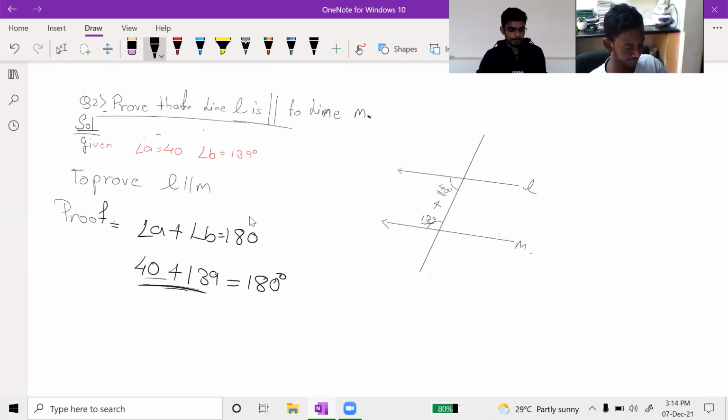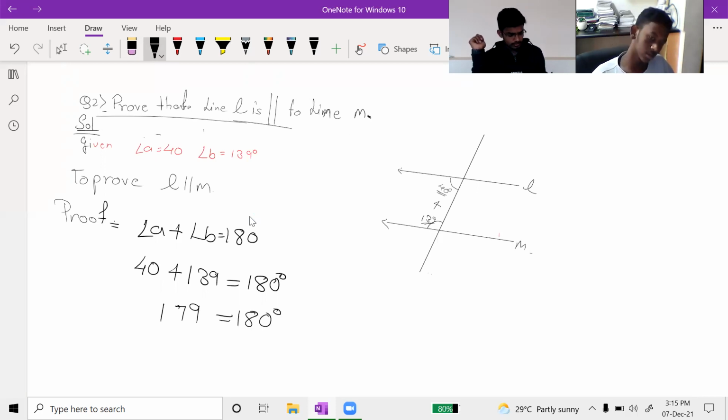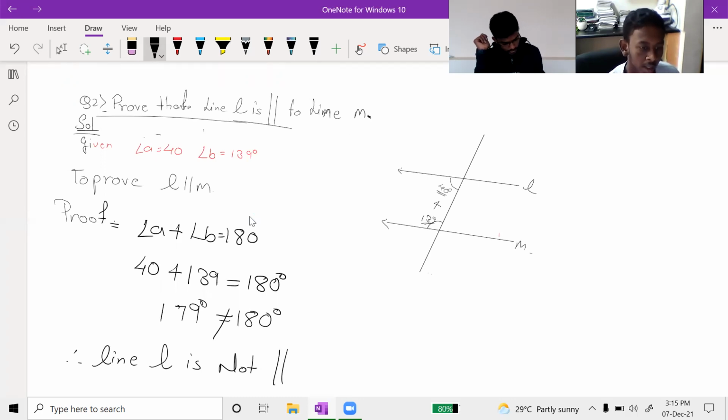40 plus 139 is 179. 179 is equal to 180? Is it equal to 180? No, sir. So it is not equal to 180. Therefore, line L is not parallel to line M.